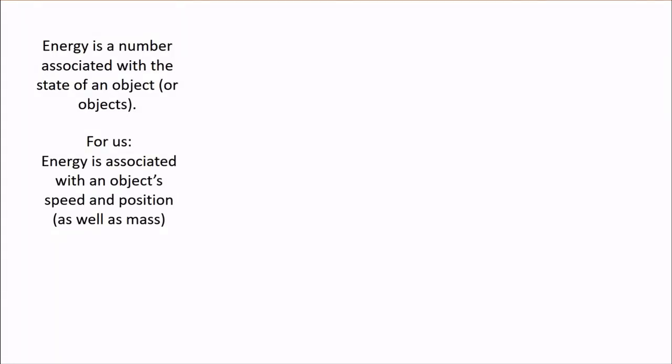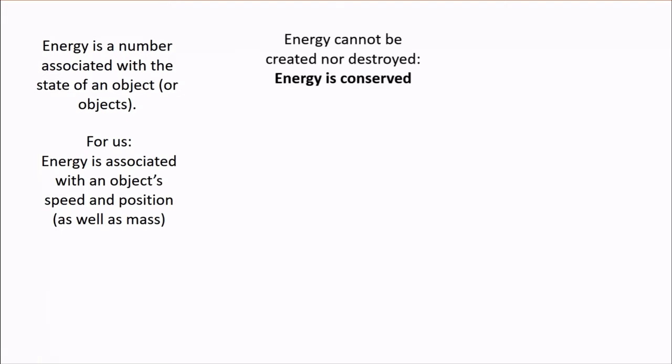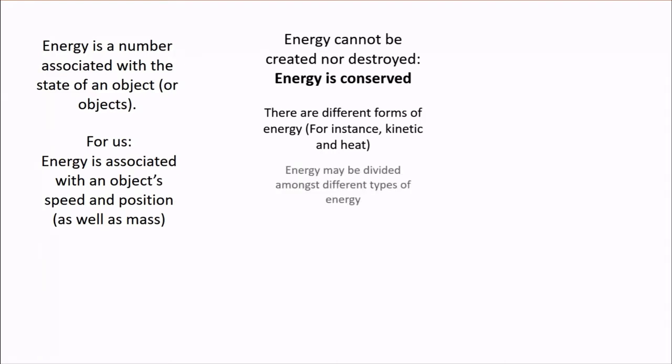Now that we have seen one type of energy, let's get back to our discussion of energy in general. We said that energy is a number associated with the state of an object, which includes its speed and position. The most important thing about energy is that it cannot be created or destroyed. We therefore say that energy is conserved. There are different forms of energy that an object might have, such as kinetic energy or maybe heat energy. An object may divide its total energy amongst those two types of energies in a lot of different ways, but the total number will remain the same.